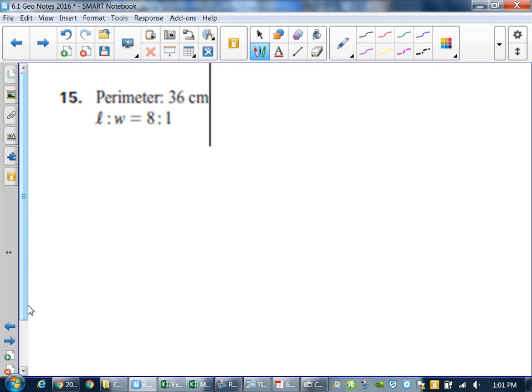Because if it was a square, wouldn't the ratios just be 1 to 1? Because they're all the same, no matter what. So again, it's just twice the length plus twice the width is 36. Remember, if they're giving you the ratio of 8 to 1, that's your 8 times the multiplier and 1 times the multiplier. That multiplier is always the same, so we just call it x.